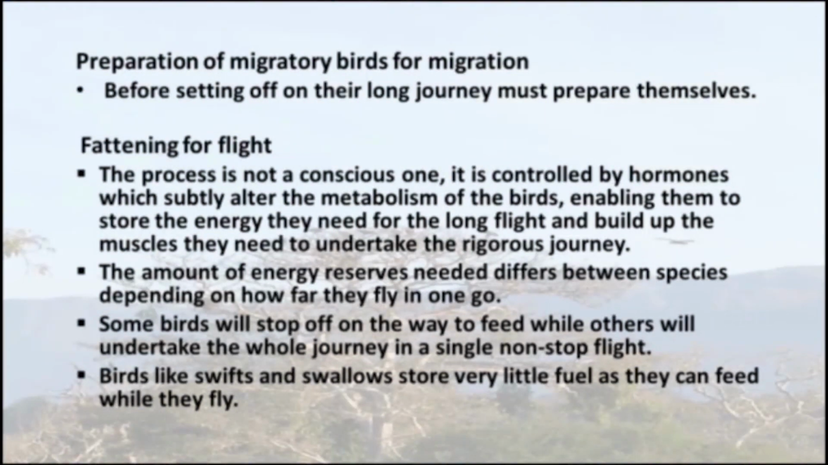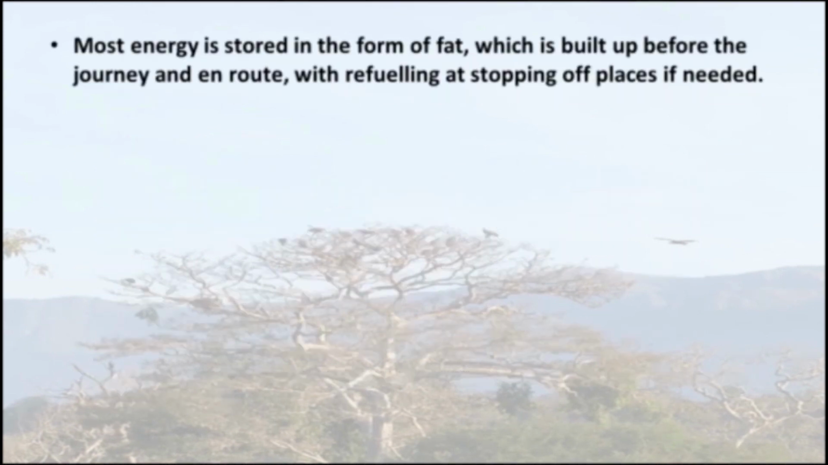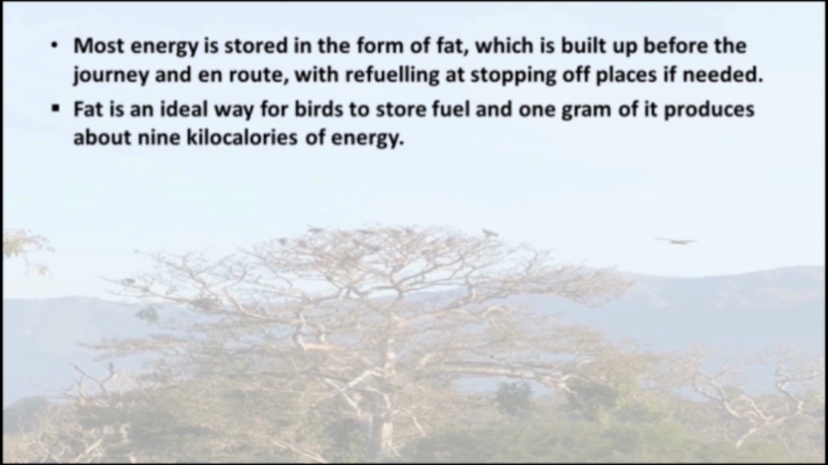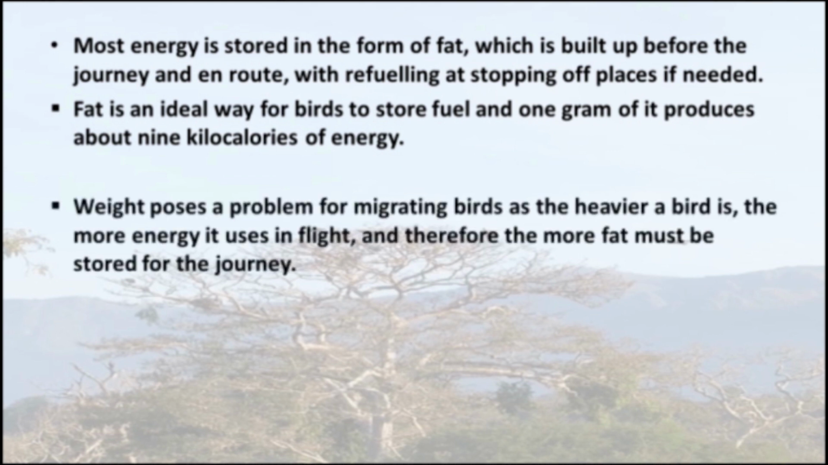Birds like swifts and swallows store very little fuel as they can feed while they fly. Most energy is stored in the form of fat, which is built up before the journey and en route with refueling at stopping off places if needed. Fat is an ideal way for birds to store fuel, and 1 gram of it produces about 9 kilocalories of energy.